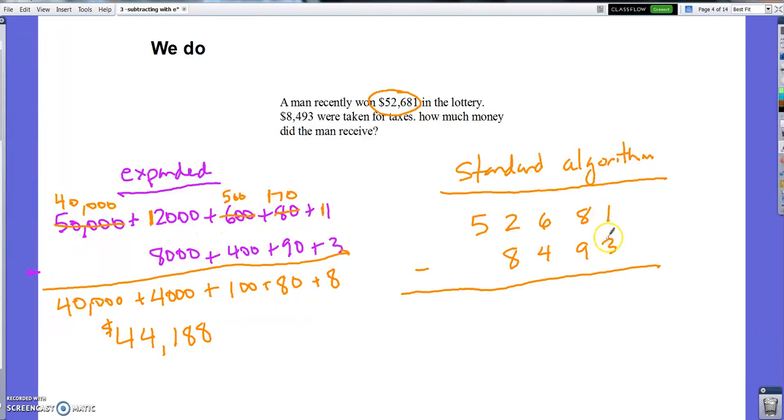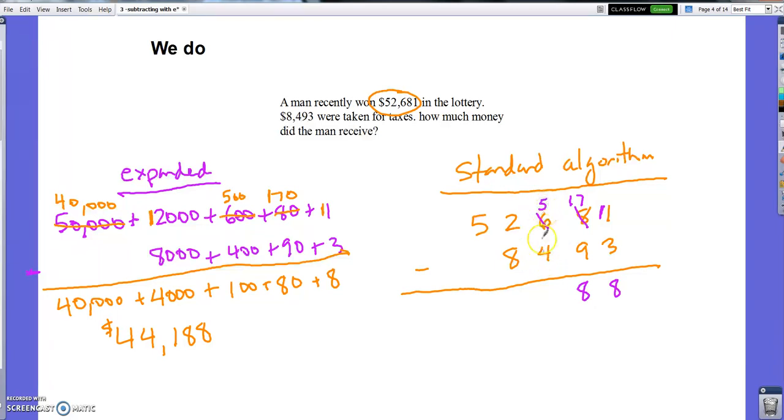Since I can't take 3 from 1, I'm going to regroup 1 ten as 10 ones. 1 ten and 10 ones are the same thing, because that then lets me do 11 minus 3 to make 8. And then I have to do it again here. I can't take 9 tens from 7 tens. So what I end up doing is I regroup 100 into 10 tens. 10 tens makes 100, so I'm going to regroup 100 as 10 tens because that lets me subtract 17 minus 9. Makes 8. No regrouping necessary here.